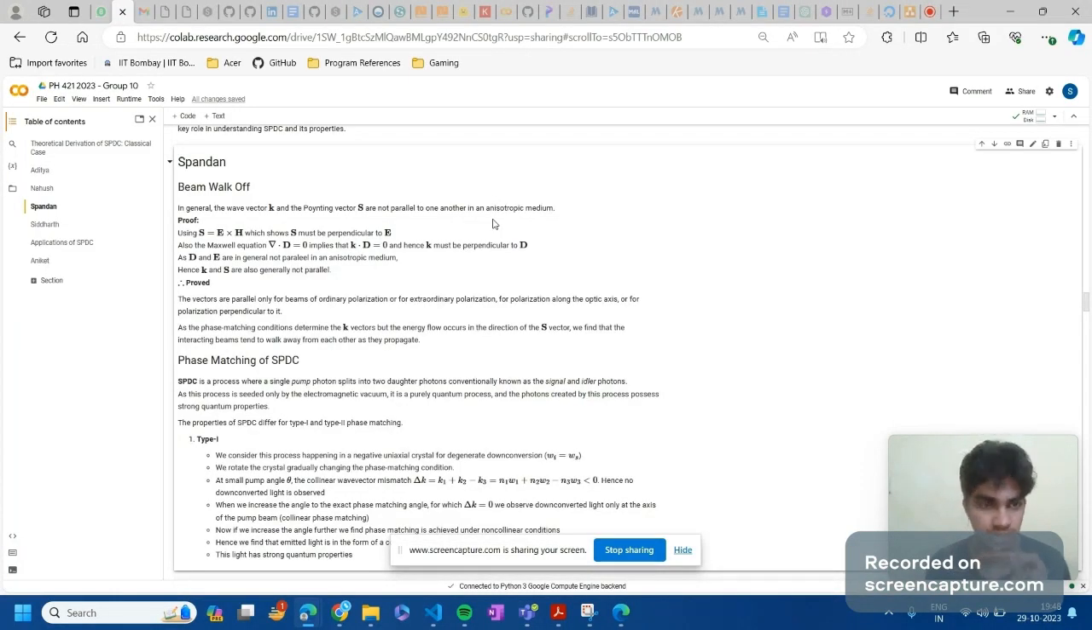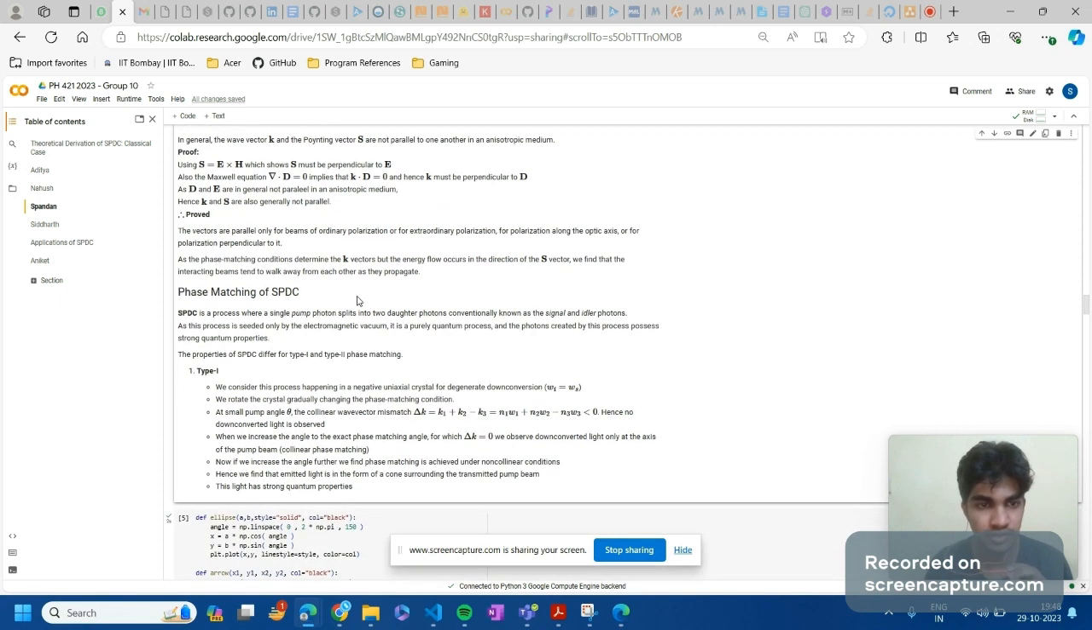So, hello everyone, I'm Spandan and I'm here to explain phase matching in SPDC. First I would like to explain a concept called beam walk-off. In general, in an anisotropic medium, the wave vector k and the Poynting vector s are not parallel to each other. Because of this, the direction of energy flow and the direction of the k vector, which is the direction of the phase velocity, are different, and this causes the interacting beams to walk away from each other. This is one of the phenomena observed in SPDC.